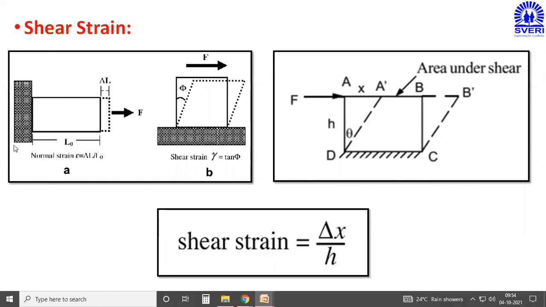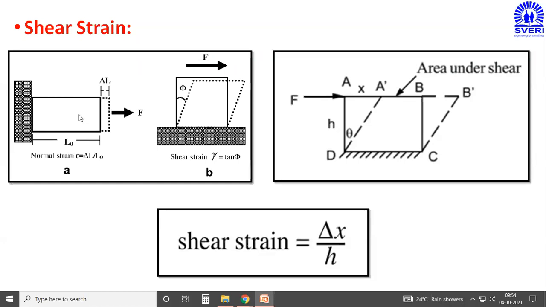So if you look at the first figure, this is called a normal strain. Why is it called a normal strain? You can see here, one plate is fixed at one side and F amount of force is applied, as in figure A. In figure A, the F amount of force is applied axially. It is applied along the axis.